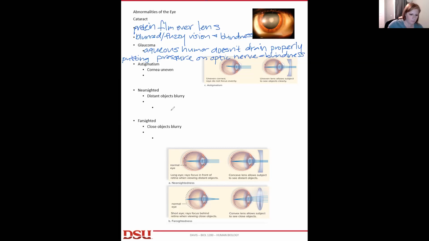Okay. Then we have something called astigmatisms, which is shown here in this little image. And astigmatism has, your cornea is uneven, okay? So because of that, objects can't focus quite right because of this uneven surface of the cornea.